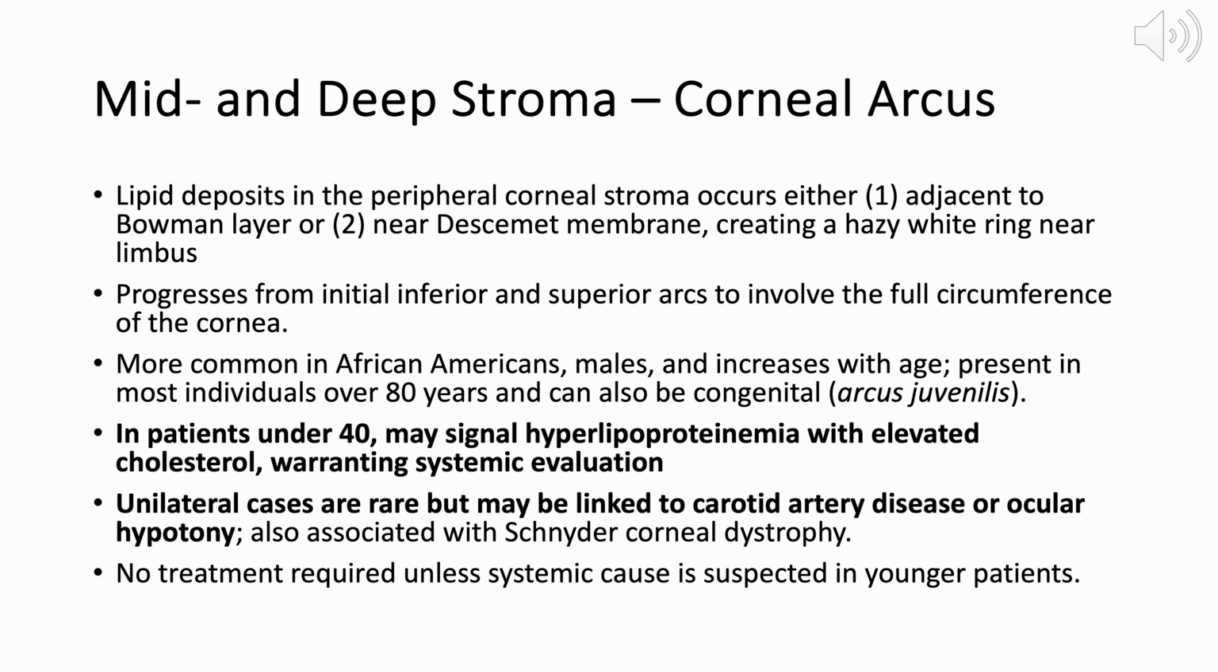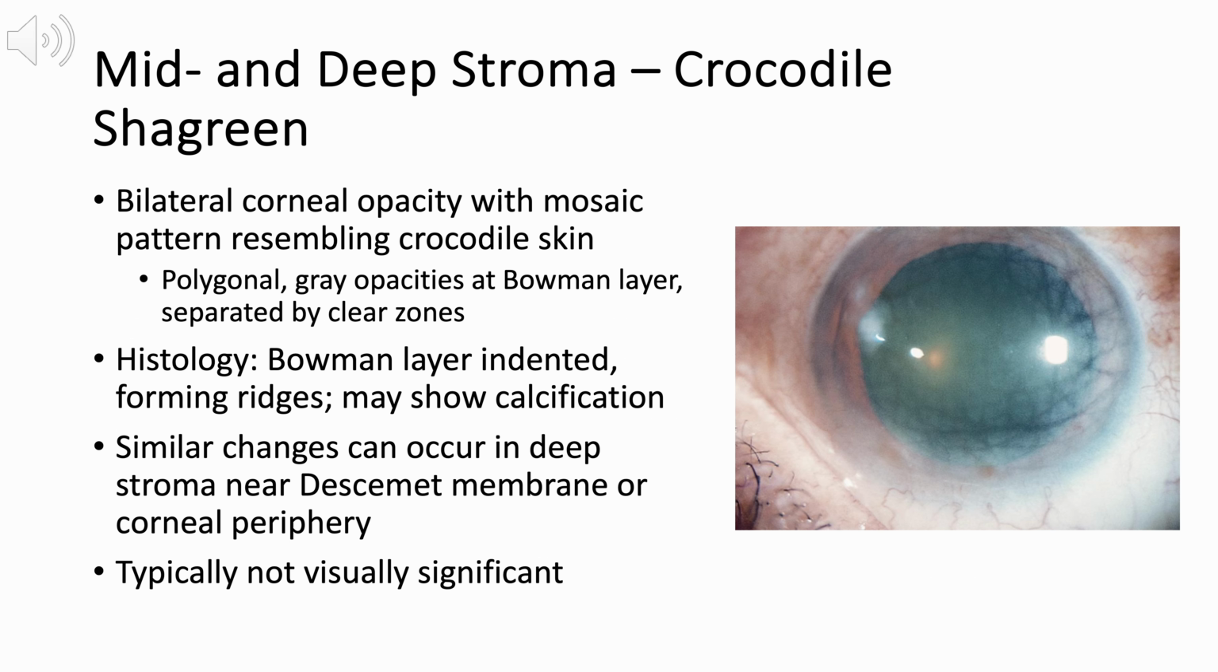Unilateral cases are unusual, and when they do occur, they may be linked to carotid artery disease or even ocular hypotension. Arcus is also associated with Schnyder corneal dystrophy. For most patients, no treatment is required unless there's a concern for systemic disease in younger individuals.